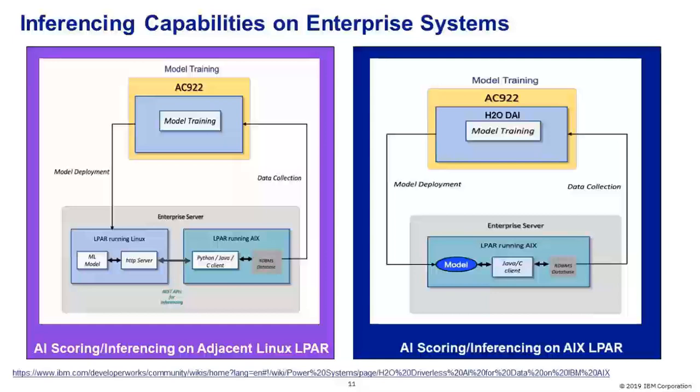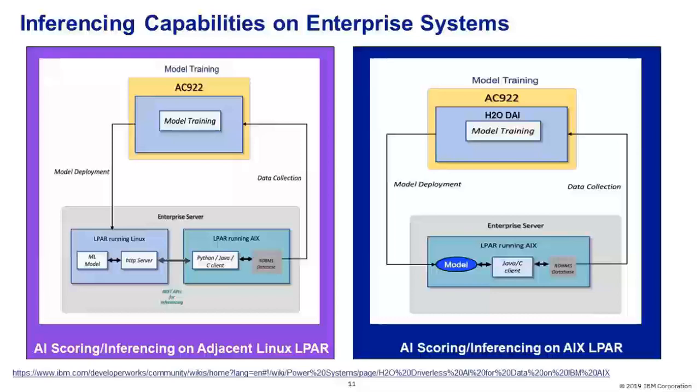The second model is doing inferencing directly on AIX. For this, one example we have is H2O Driverless AI. H2O Driverless AI is a platform where you can do automated model training. Once the model is trained, it can be exported in Java format, and that model can be run on AIX, and Java and C applications can use those APIs for scoring.